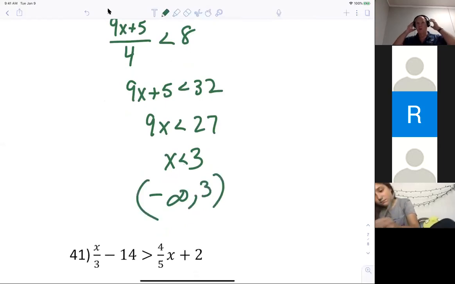Does anybody have any questions with the interval notation? We've been doing that a lot, so I didn't think you guys would have too much trouble with that.